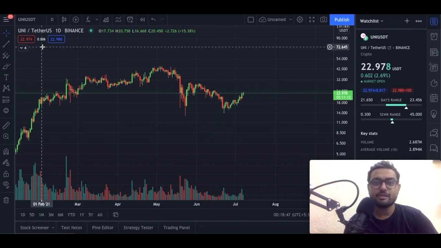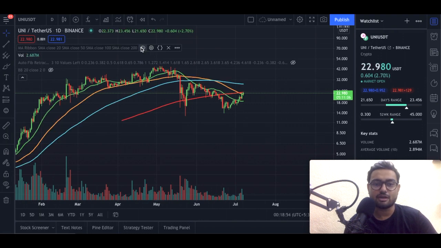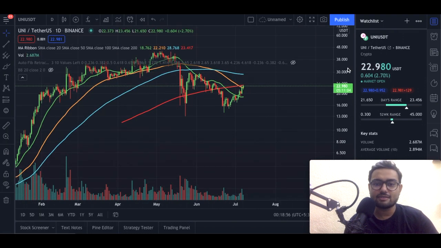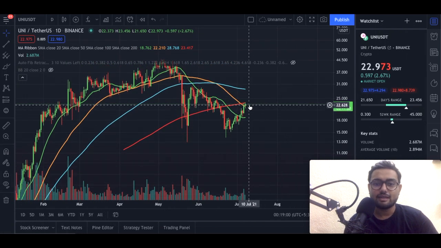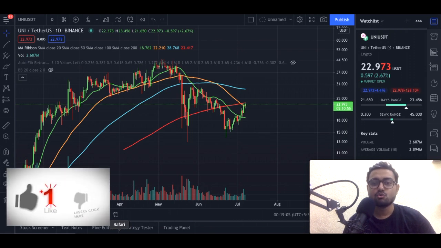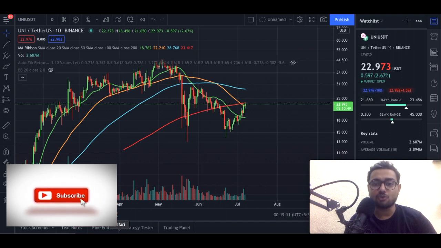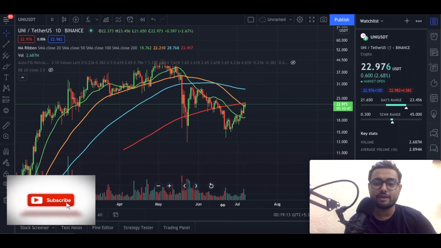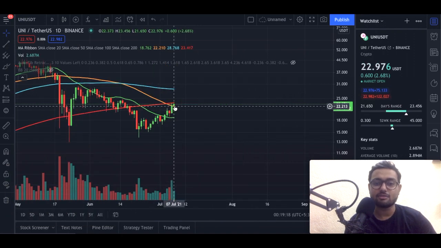Okay, now let's pull out the moving averages and see what is the key level of support and resistance that we have on the UNI chart. Currently we are facing strong resistance on the UNI USD daily chart at the 200-day simple moving average. The 200-day simple moving average is currently at about 23.4, which is acting as a strong resistance. We have tested it already twice, as you can see right here. We tested it back on 6th of July and on 7th of July as well.